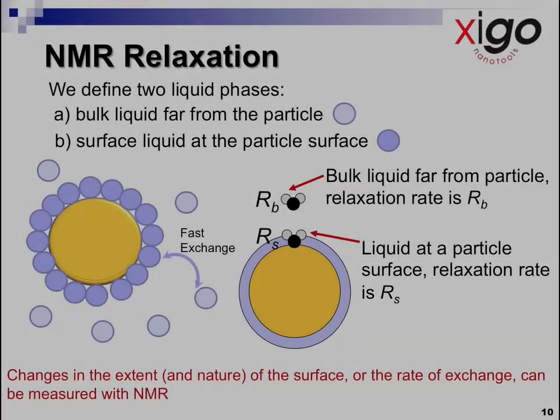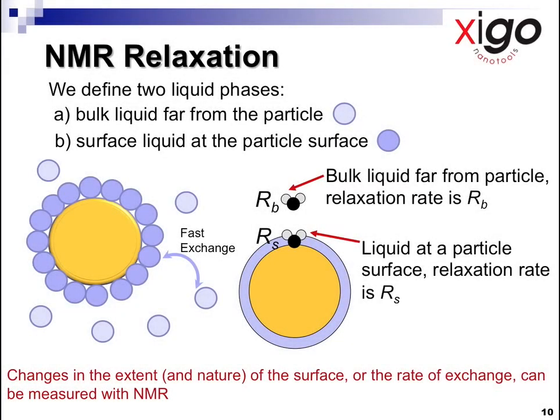In NMR relaxation, let's look at what's actually going on. We actually define two liquid phases. First of all, there is bulk liquid, far from the particle surface, and then surface liquid, which is literally bound to the surface of the particle.